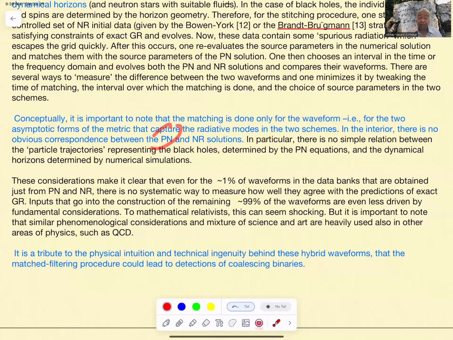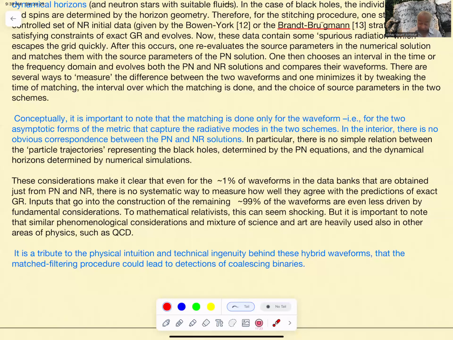Because post-Newtonian methods use Minkowski space, and there are point particles moving. There are no horizons. In numerical relativity, there are horizons. They're dynamical horizons, they merge, and so on and so forth. So the interior of space-time for the post-Newtonian theory and for numerical solutions is completely different. The matching is done just for the waveform at infinity.